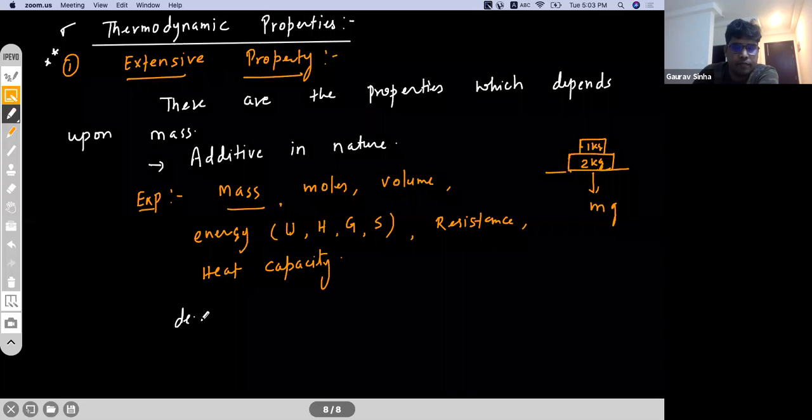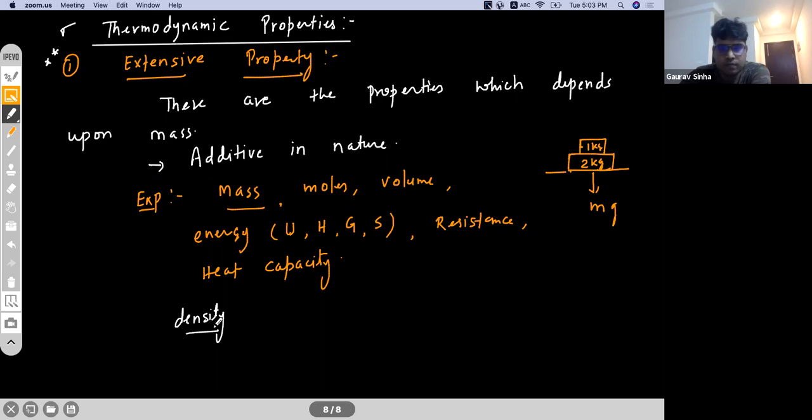What is density? Density is intensive, right? That's why density is non-additive. You mix oil and water. So you cannot say the density of the mixture would be density of oil plus density of water. That you cannot say. Correct. And one more thing you can understand, if you take one spoon of water or one bucket of water, the density of water won't change, right? That's why density is an intensive property. That intensive property is the one which is independent of the amount or the mass of the substance. So the second thermodynamic property, you write down, that is intensive property.